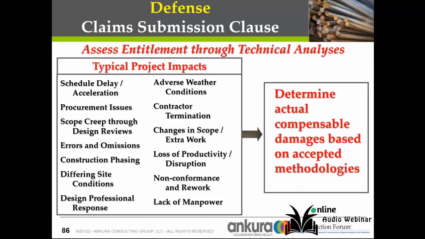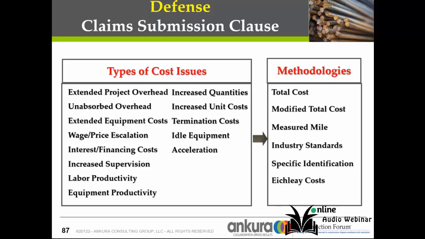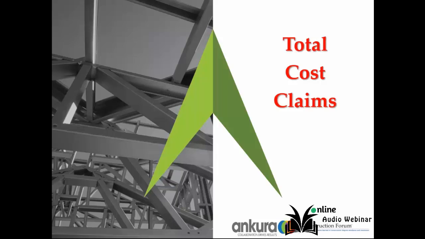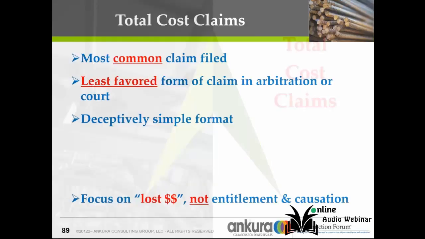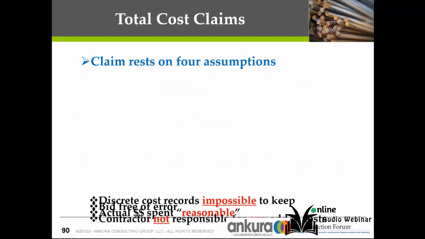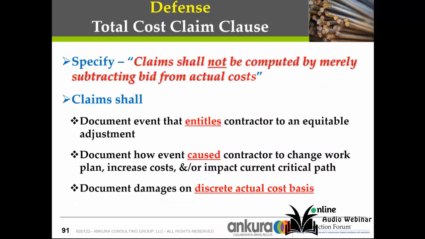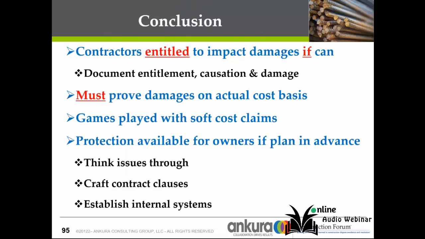Types of cost issues here: methodology, total cost, modified total cost claims. It is the most common claim filed on the project. Why? Because it's the easiest. The claim rests on 4 assumptions. They must document each event that entitles the contractor to recovery. What I've tried to show you is that for each of these claims, there are a lot of games played with these soft cost claims. And there's protection available for owners if you plan in advance.